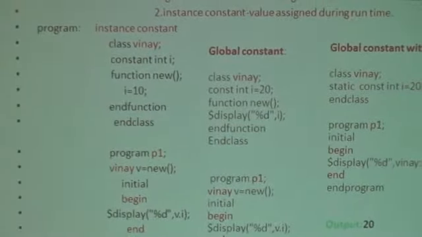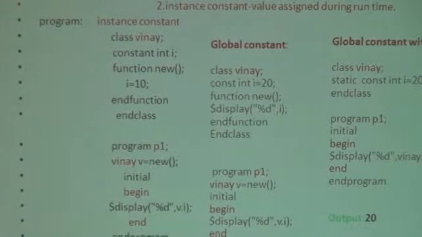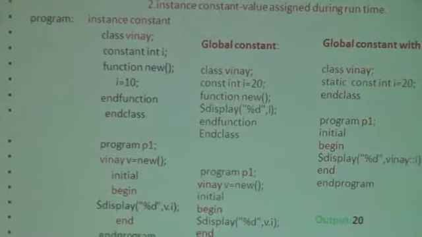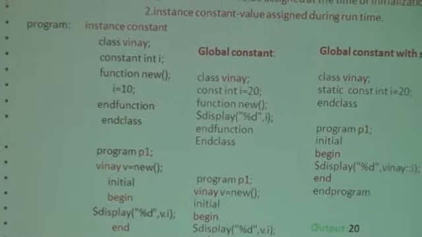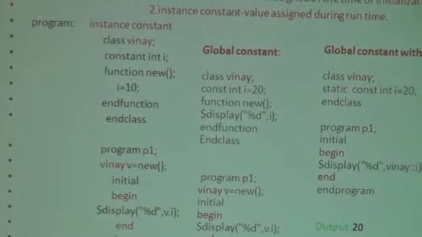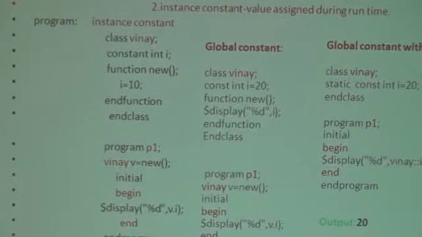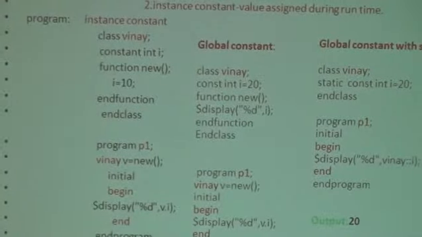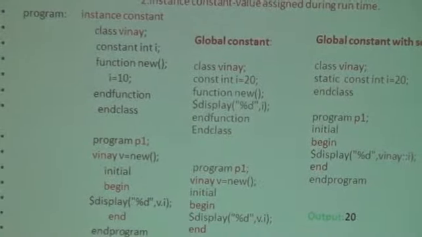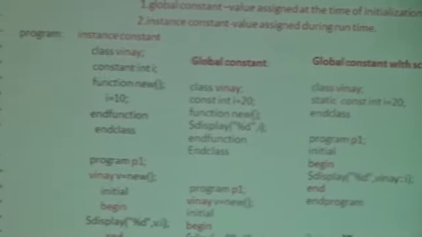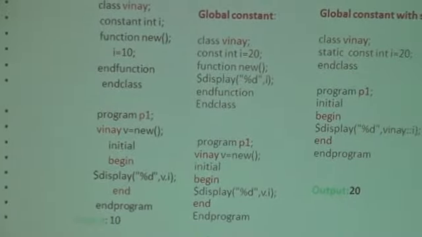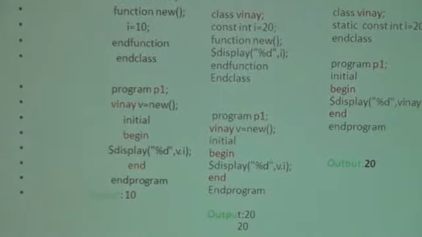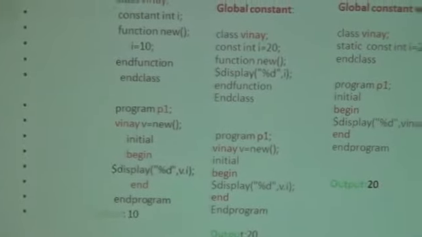Let us consider the example class Vinay. In this class Vinay we have constant int i, and in this class I have declared a function new, and I create i is equal to 10, and end function, end class. That means I did not assign the value for property i during initialization, but I assigned it during runtime. When the memory is allocated, at that time I was assigning the value for my property. That is called a value assigned during runtime. And in the program block I create an object for my class, and in the initial begin I try to display the value, and at the end I will get the output as 10.